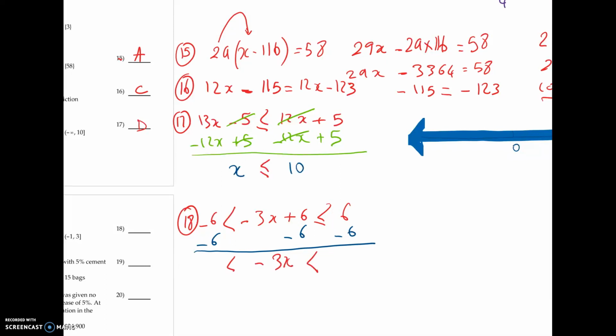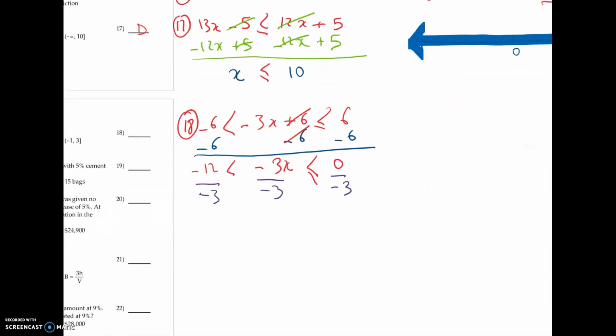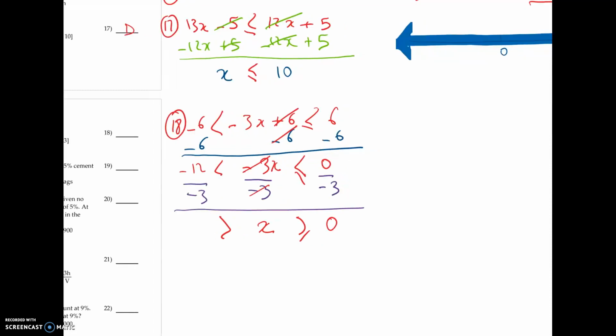I got negative 3x right here because the 6 and negative 6 disappear. On the right side, I will have 0. On the left side, I will have negative 12. Then I need to divide by negative 3 to get rid of the negative 3 right here. When you multiply or divide by a negative number, you flip your symbol. So the first thing I want to do is take care of my symbol. Then the negative 3 disappears, so I got x. On the right side, I will have 0, and on the left side, I will have plus 4.